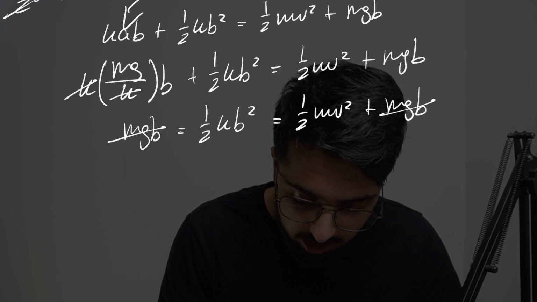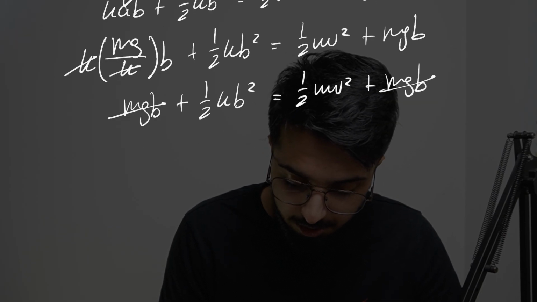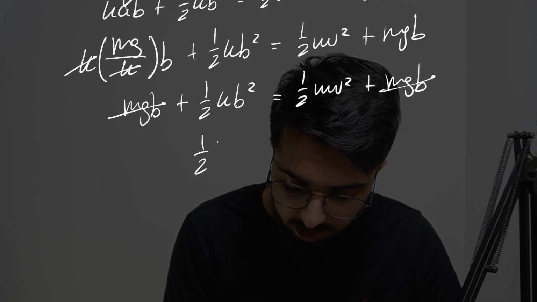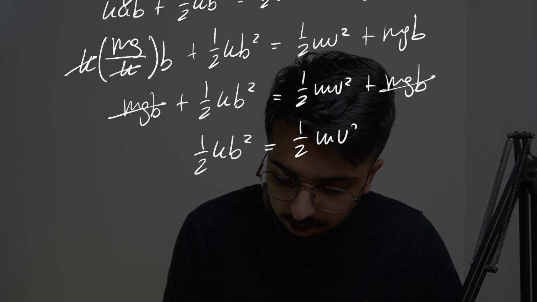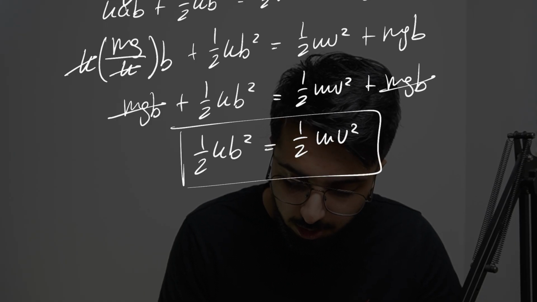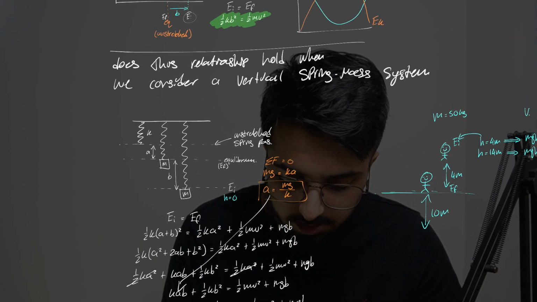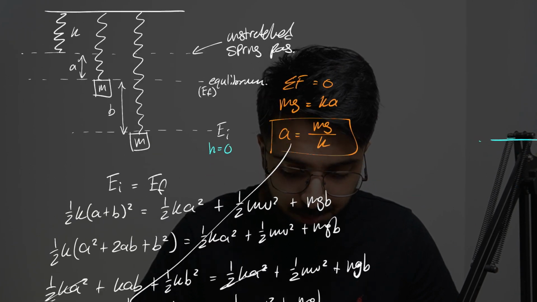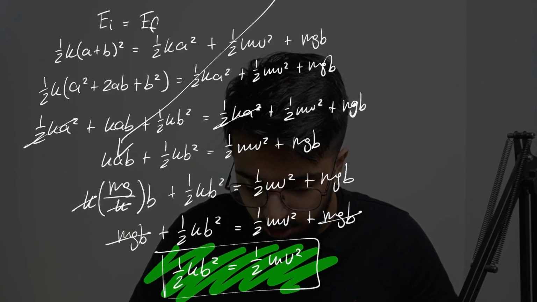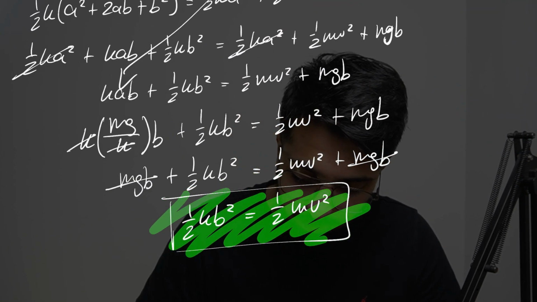Oh, sorry, that shouldn't be an equal. That should be a plus. Right, sorry. And what do you know? We get half kb squared is equal to half mv squared. And lo and behold, the relationship still holds up, even in a vertical system. Just slightly more complicated to derive, but it's good to know that when you're in an exam situation, this relationship still holds, okay? And that'll be it.